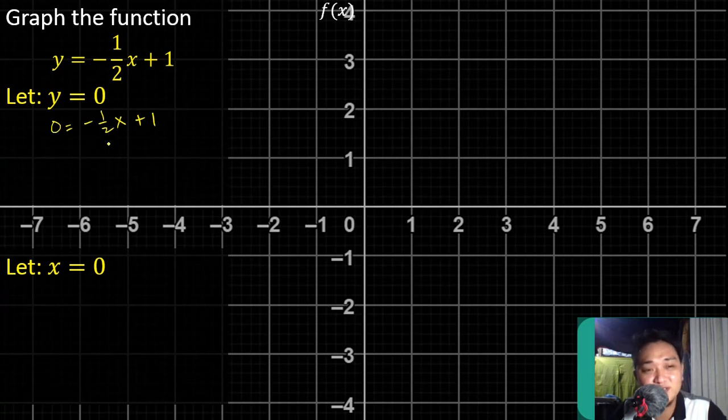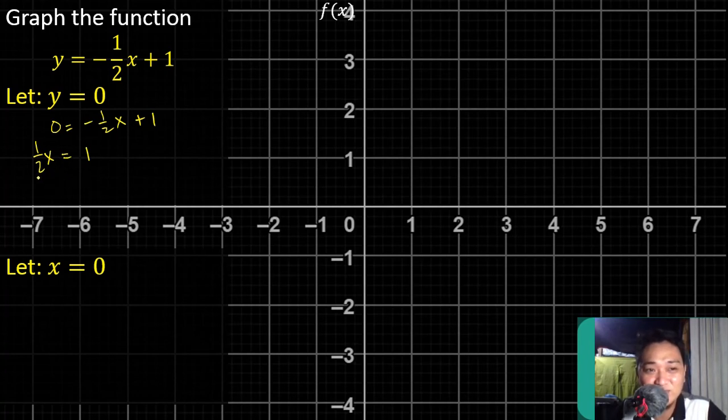All of those properties in algebra. So in this manner, why not we transpose negative 1/2 x to the other side? It becomes positive. So 1/2 x is equivalent to 1. Now, ang gagawin natin dito, mag-cross multiply tayo. O, di ba may bago tayo, cross multiplication.